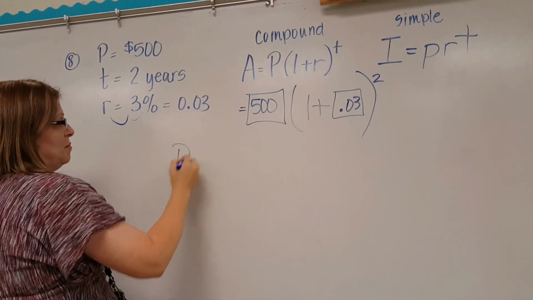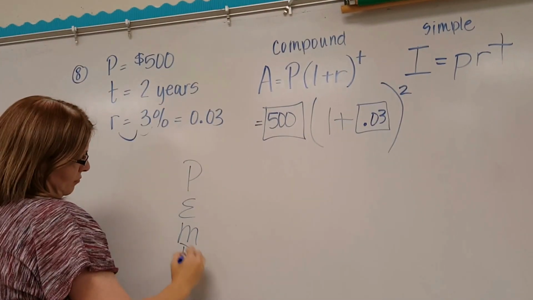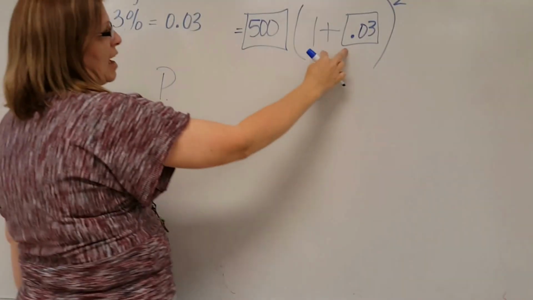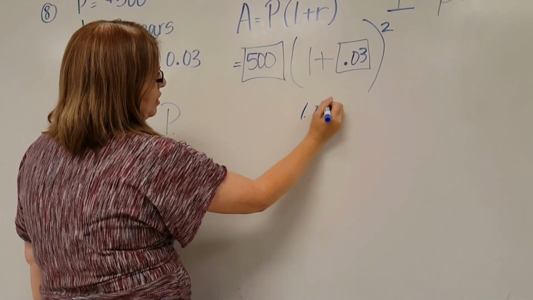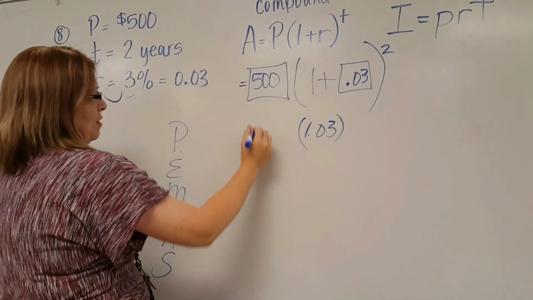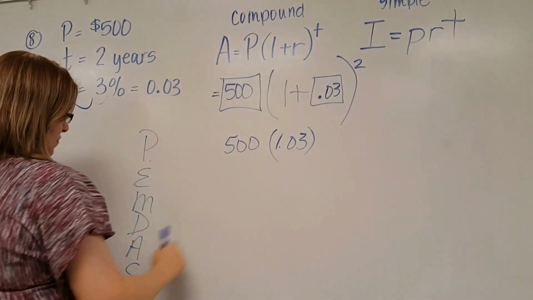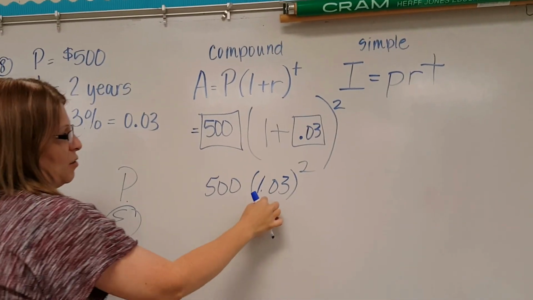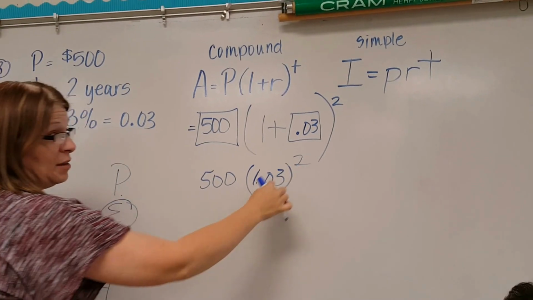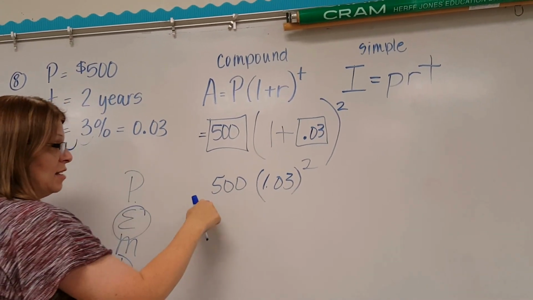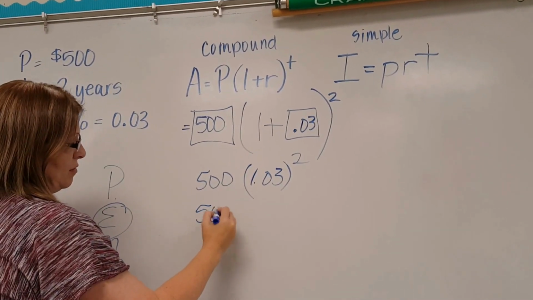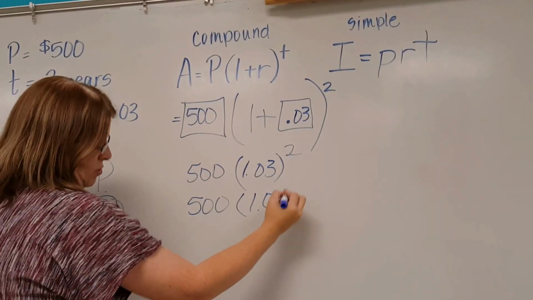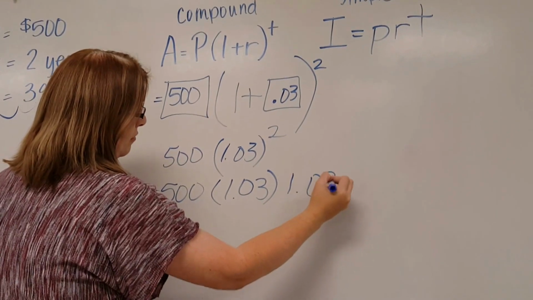If we follow PEMDAS, we've got to do what's inside of the parentheses first. So we're going to add those two, 1.03, equals, and then bring down the 500. And then we're going to do our exponent next. So 1.03 times 1.03 times 500, because to the second power means to multiply it by itself, right?